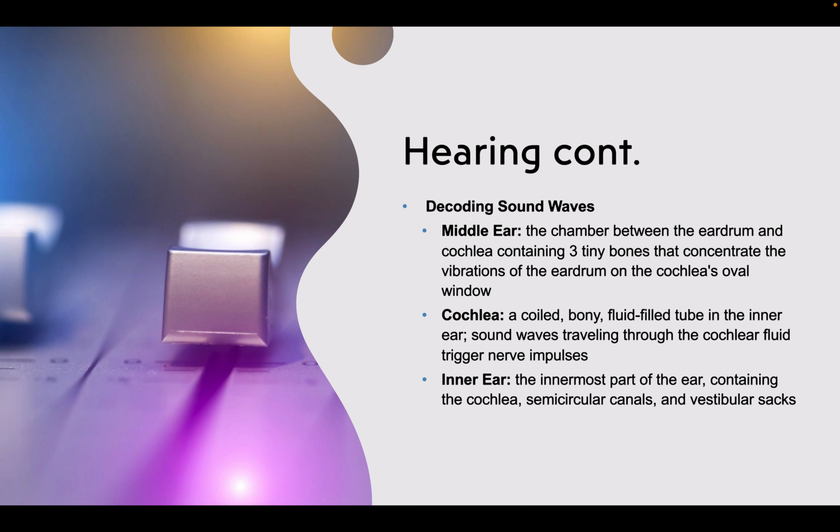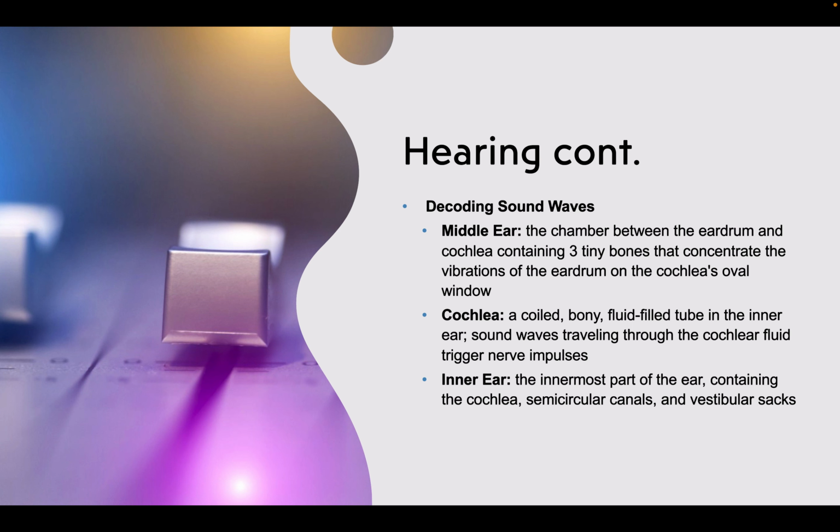So, decoding sound waves. There are 3 important parts to decoding sound waves. The process begins when sound waves strike our eardrum, and this causes the tight membrane of the eardrum to vibrate. The middle ear is the chamber between the eardrum and the cochlea, and it contains 3 tiny bones that help concentrate the vibrations of the eardrum on the cochlea's oval window. So the middle ear picks up the vibrations of the eardrum and transmits them to the cochlea.